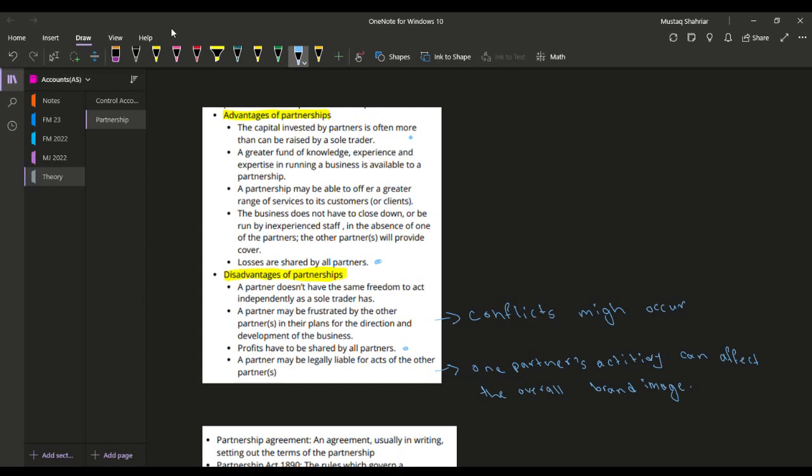One more disadvantage that you can mention is it has unlimited liability. What does unlimited liability mean? By the way, a sole trader also has unlimited liability. So when you're comparing this point, please make sure to write this for limited companies, which do not have it.